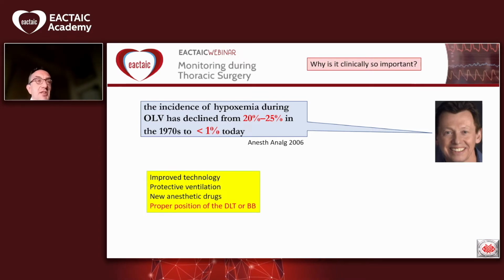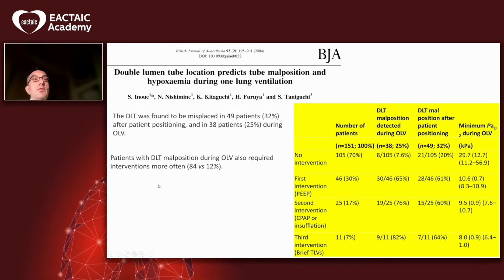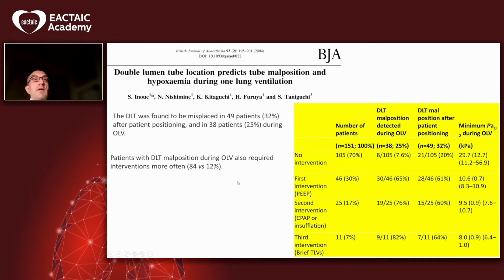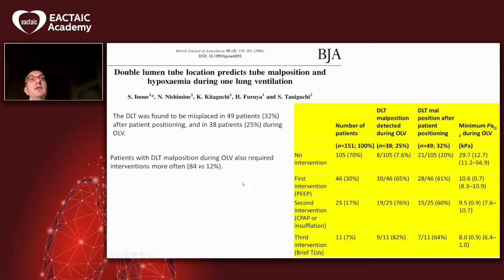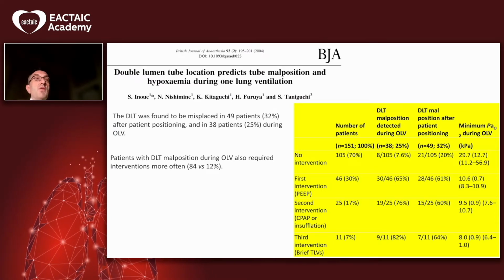Even better, there's a chance because you can solve this problem in a much easier way than dealing with intrapulmonary shunt. In several studies during the millennium period, it has been shown that indeed double-lumen tube malposition was a very common reason of hypoxemia during one-lung ventilation. In patients with double-lumen tube malposition during one-lung ventilation, an intervention to treat or to prevent hypoxemia has been shown to be more common.